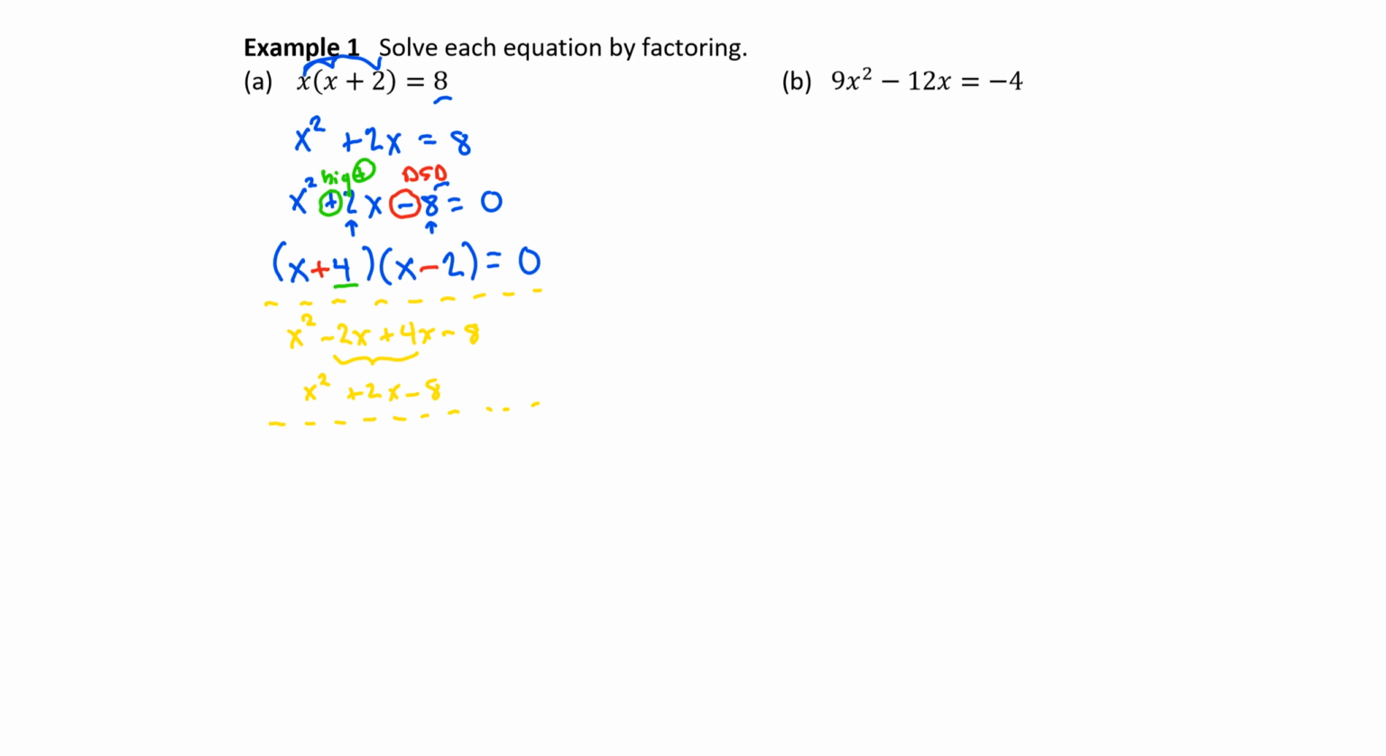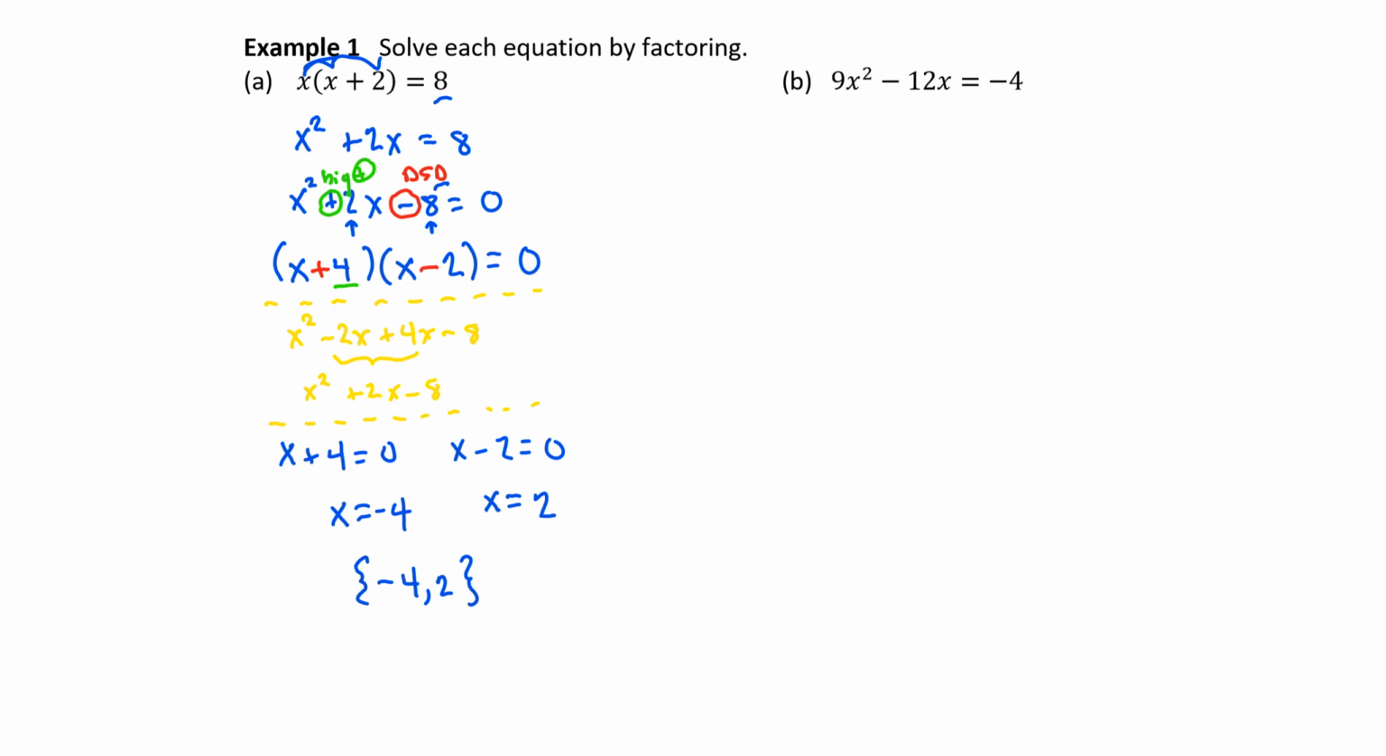So back to our work, we had x plus 4 times x minus 2 equals 0. We have 2 factors being multiplied equal to 0, so the zero product principle says one of those factors must be 0. So we're going to set each factor equal to 0 and solve for x. I can solve that first equation for x by subtracting 4 from both sides. That's going to give me the value x equals negative 4. And in the second little linear equation, we can solve by adding 2 to both sides, and that gives us x equals 2. So our solution set contains 2 values, negative 4 and 2.